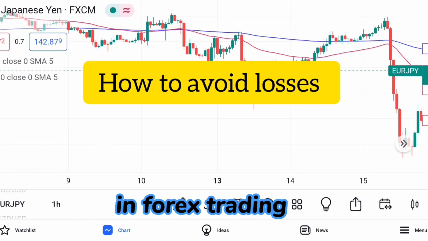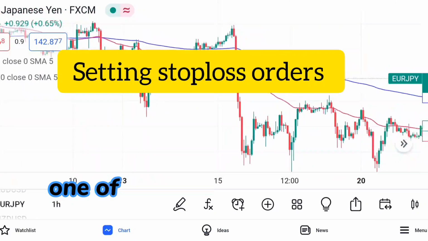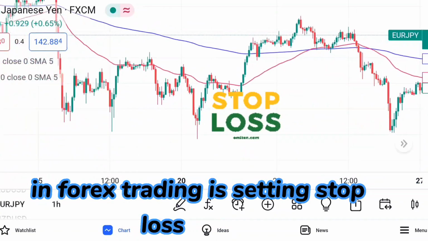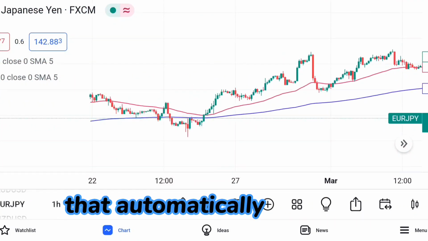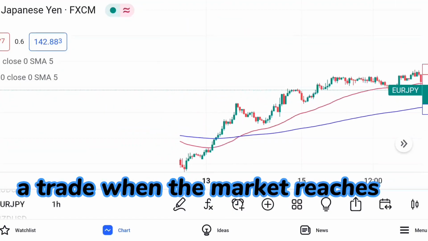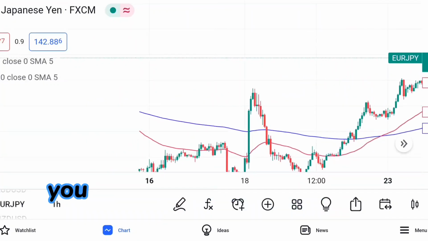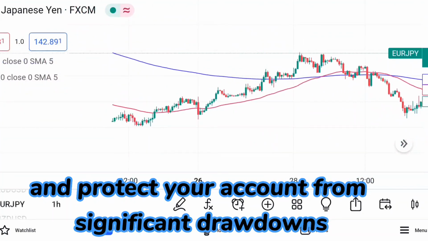Let's start with setting stop-loss orders. One of the most crucial risk management tools in Forex trading is setting stop-loss orders. A stop-loss order is a type of order that automatically closes a trade when the market reaches a specified price level. By setting stop-loss orders, you can limit your potential losses and protect your account from significant drawdowns.